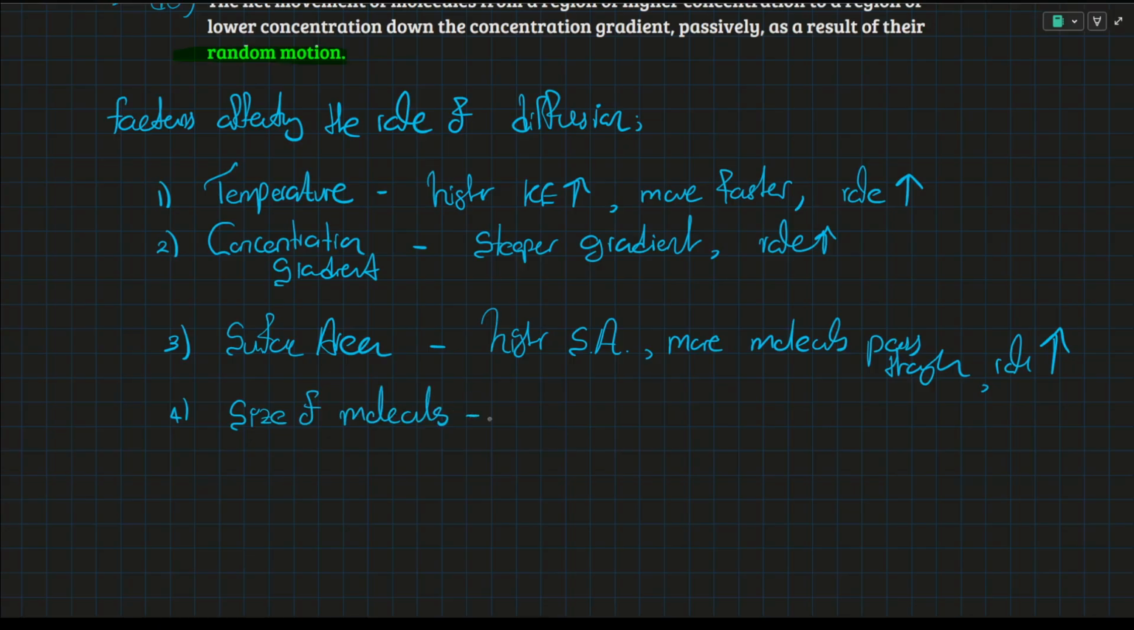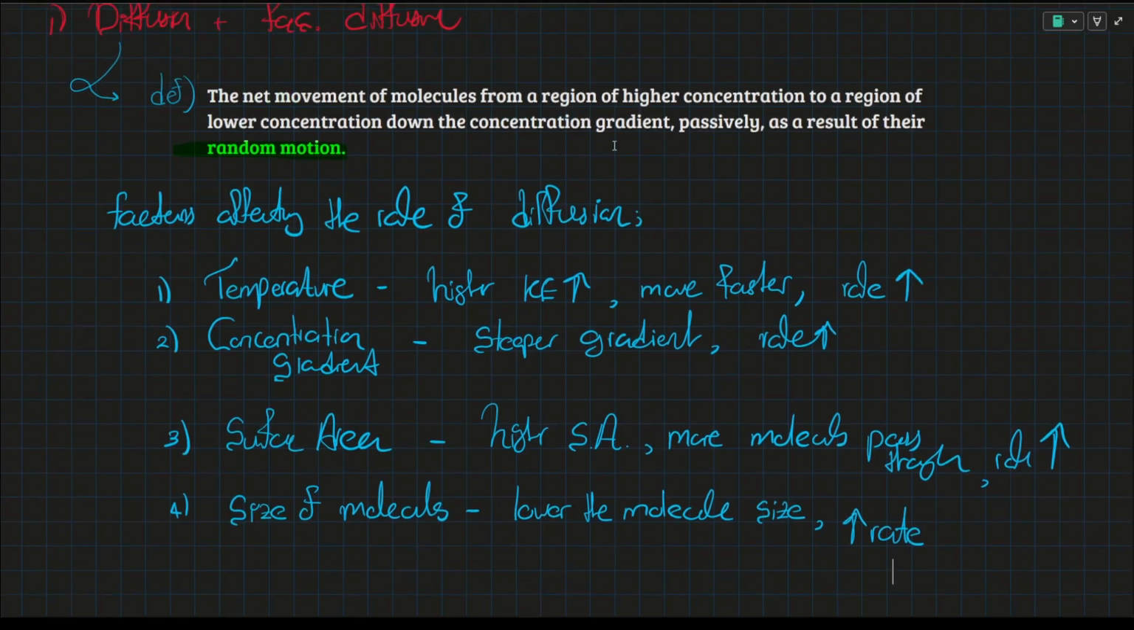Size of the diffusing molecules. The lower the molecule size, the higher the rate. Okay. If we have a lower molecular size, we have a greater rate. Okay, very simple. Those are the four factors that are going to affect diffusion.